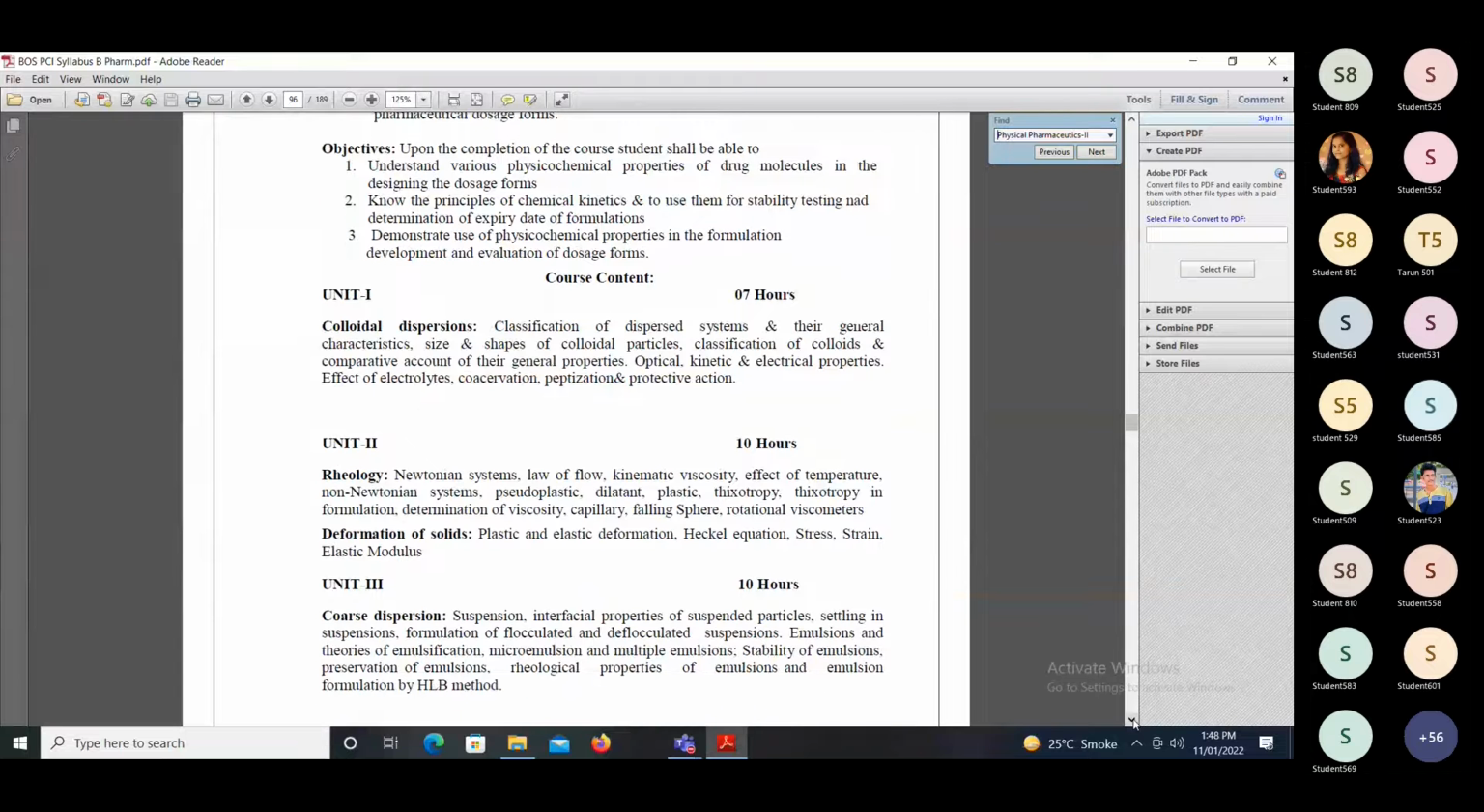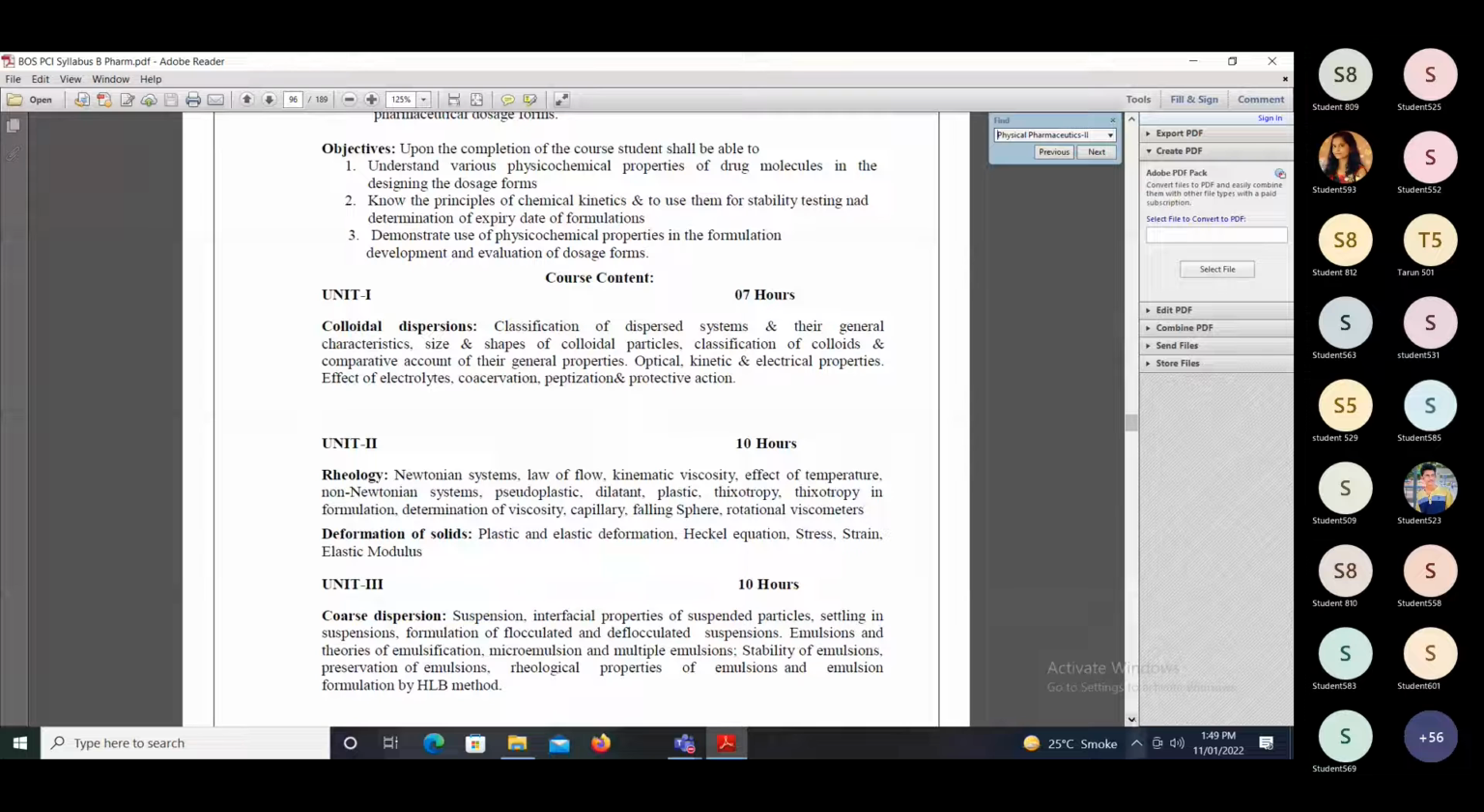And what are the objectives of this Physical Pharmaceutics 2? After completion of the course, the student shall be able to understand the various physicochemical properties of the drug molecule in designing dosage forms, to know the principles of kinetics and use them for stability testing and determination of expiry date of the formulations, to demonstrate use of physicochemical properties in the formulation development and evaluation of the dosage forms. And what are the contents involved in this Physical Pharmaceutics 2?